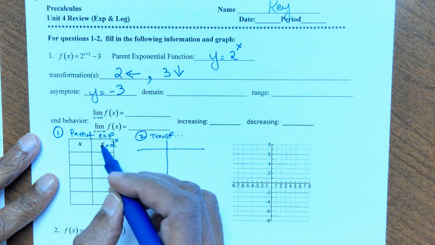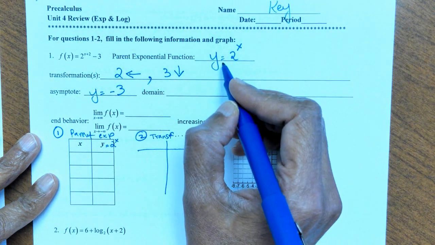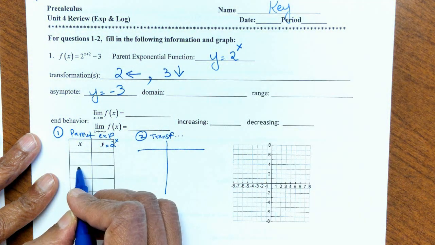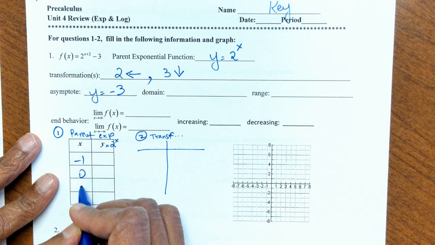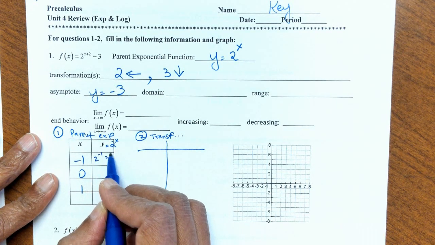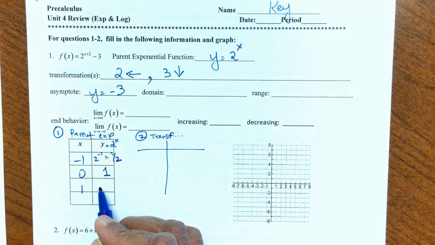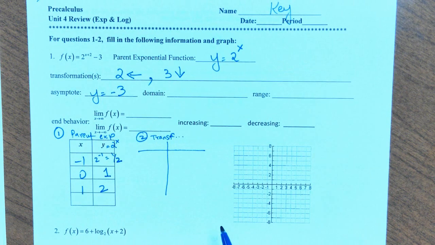So first table, when you do the parent exponential, y equals 2 to the power of x, and I take 3 x values, -1, 0, 1. 2 to the power of -1 is half. 2 to the power of 0, anything to the power of 0 is always 1, and 2 to the power of 1 is 2.